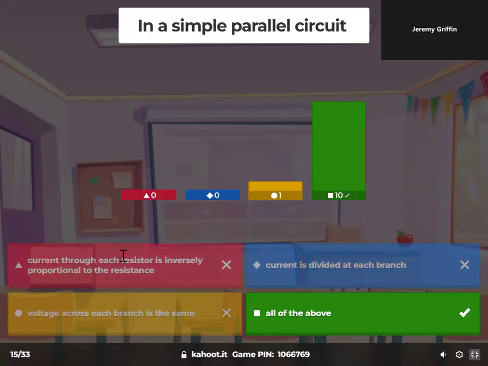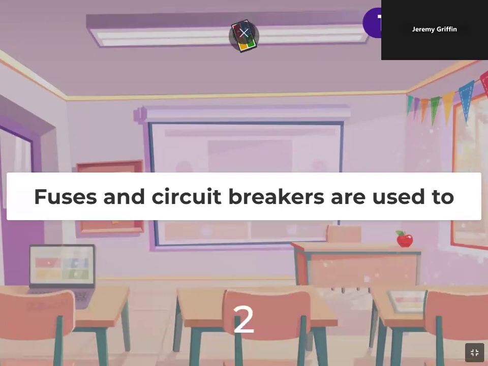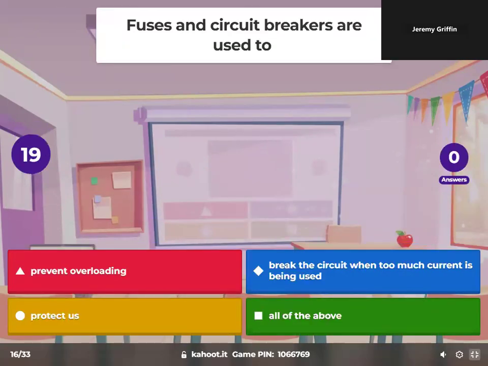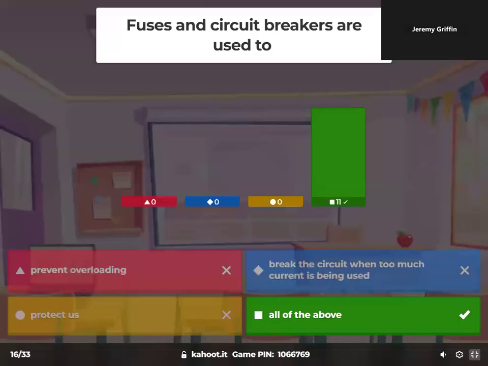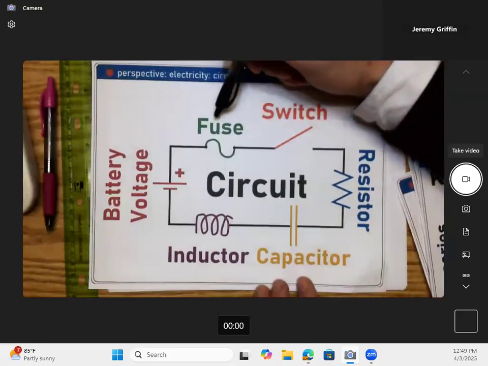So we were just looking at that. Same thing, all true. Next question: fuses and circuit breakers are used to... yeah, there you go, all of the above. So the symbol on the diagram, we haven't talked about this very much, but that's this one right here.